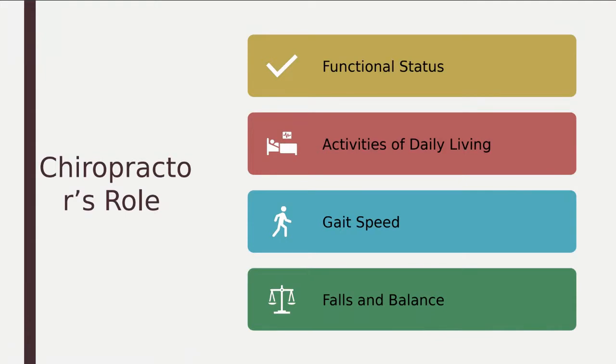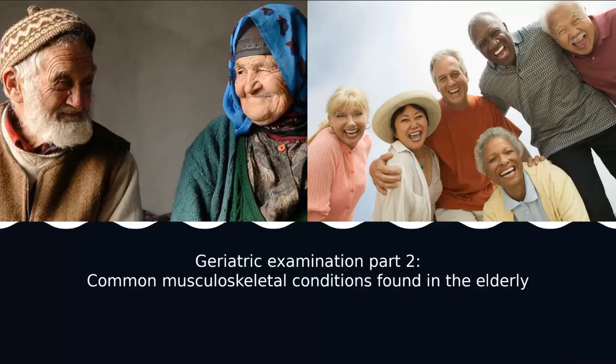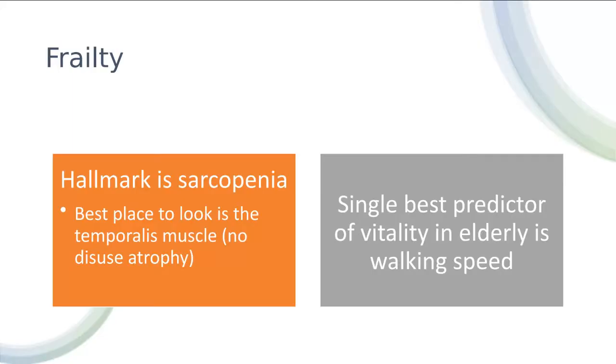Okay, part 2 is a little bit different, and it deals with just some of the most common conditions that you may see in practice as well. You want to look at frailty. The hallmark is sarcopenia, where it looks like a muscle is wasting away and their muscle mass goes down. Muscle mass goes down, your ability to do things.